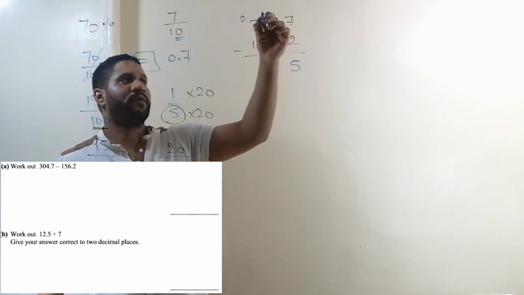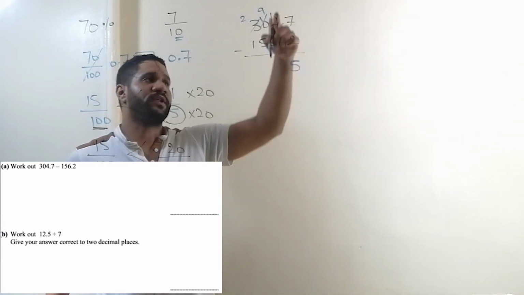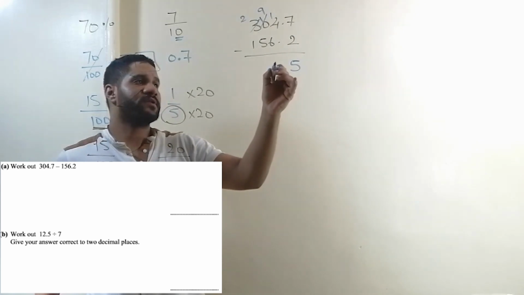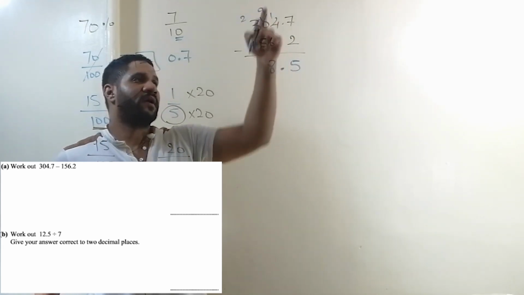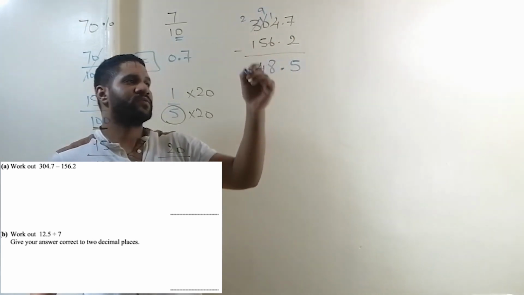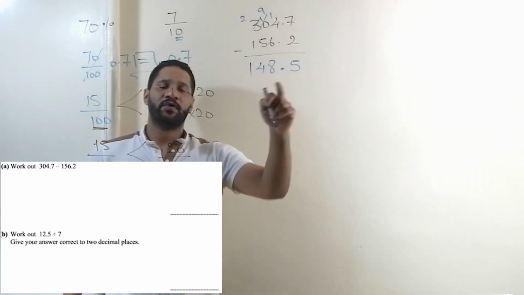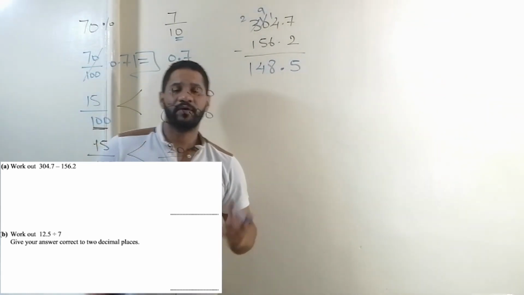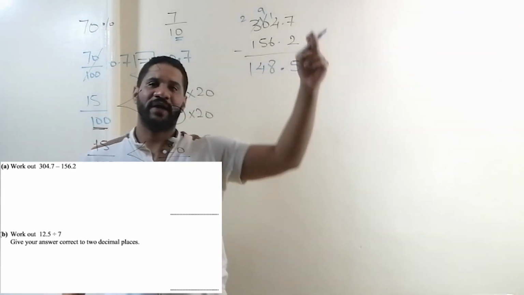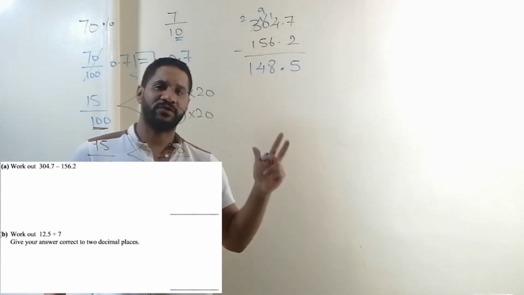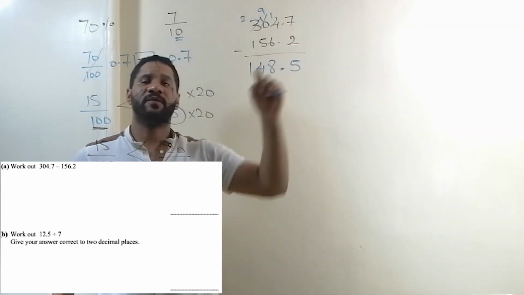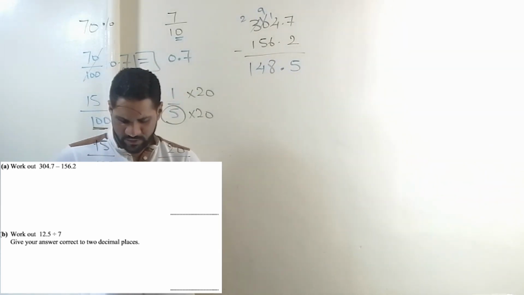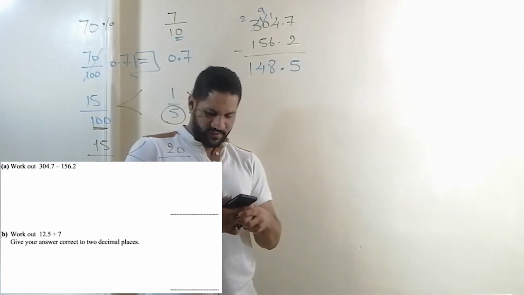So this is 10. I will borrow 1, so it's 9. Then 14. 14 minus 6 gives 8. 9 minus 5, 4. 2 minus 1, it's 1. So the answer is 148.5. All I need to say is, while subtracting, comparing, or adding decimals, you must have the same number of digits after the decimal point, and we'll see examples like this.